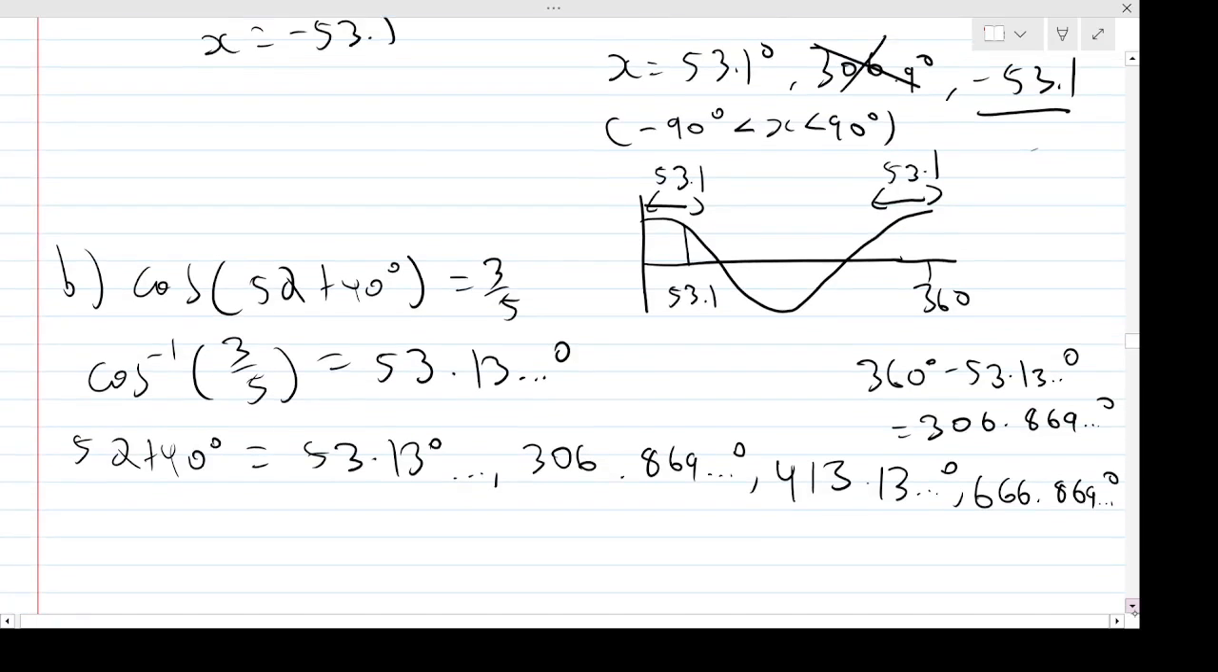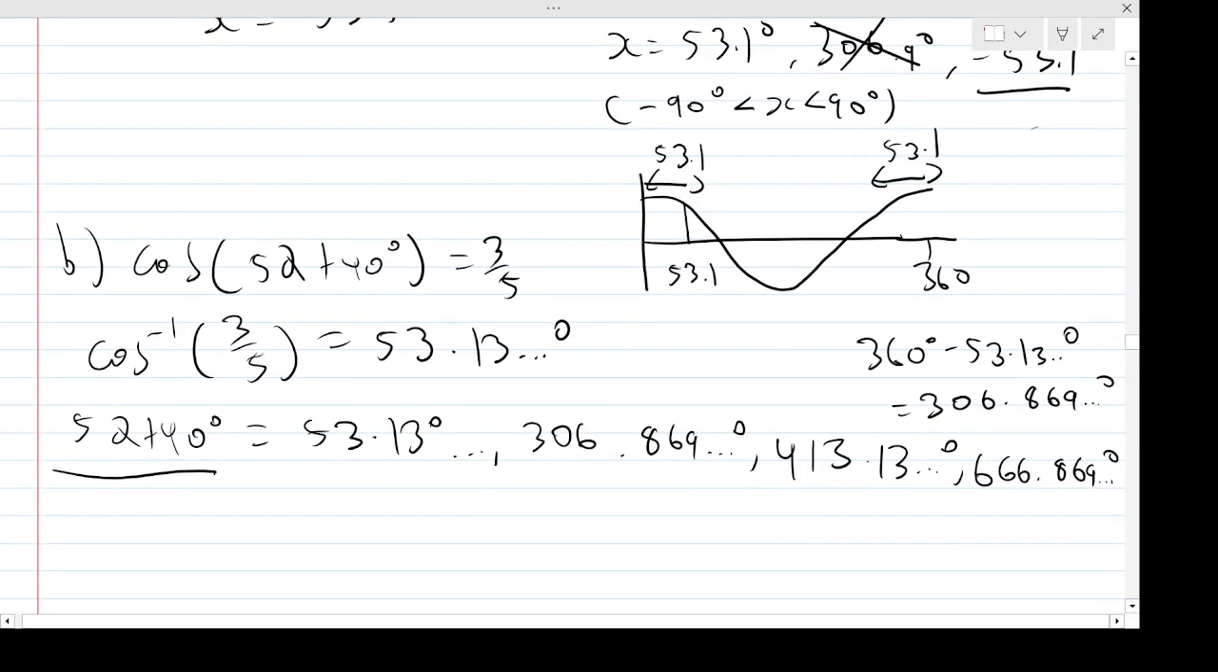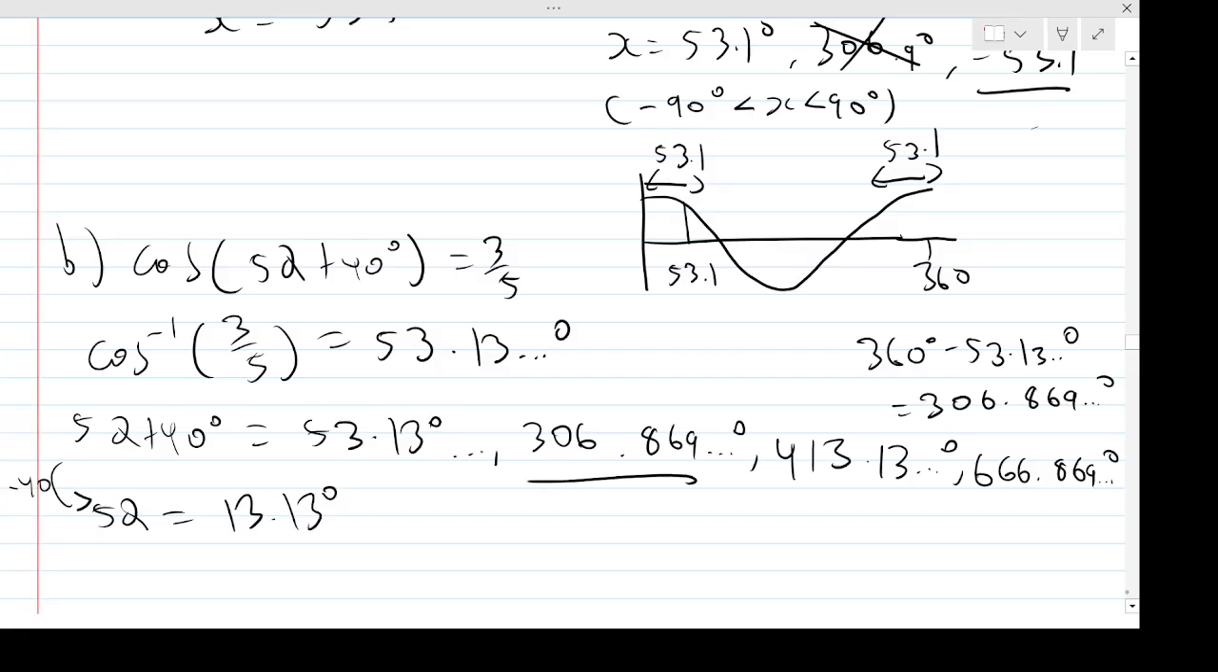Okay. So then we need to solve for alpha. So we have 5 alpha add 40. So firstly, we need to get rid of the 40. So then we're left with 5 alpha. And then we subtract 40 to everything. We get 13.13. Then if we subtract 40 from this, 306.869, I then get 266.869.